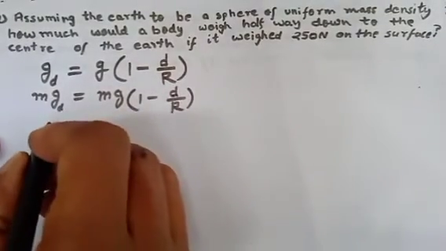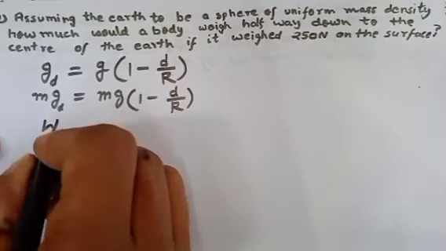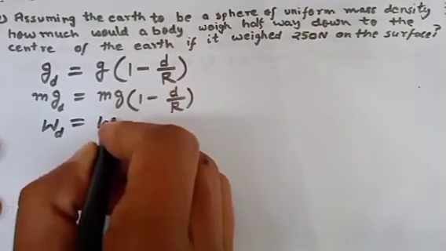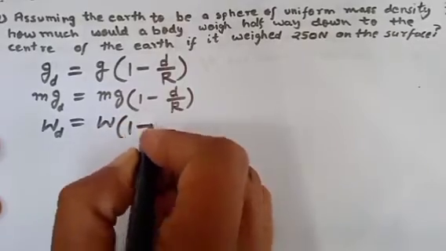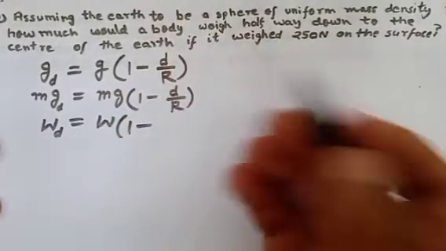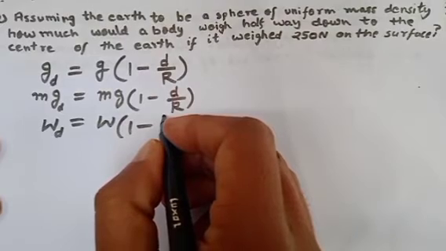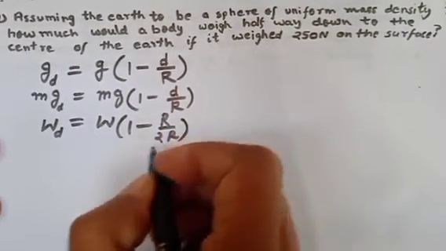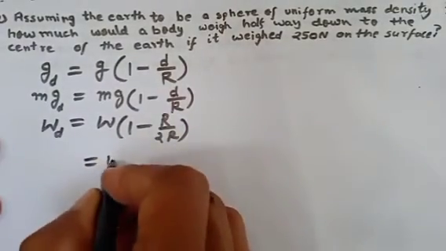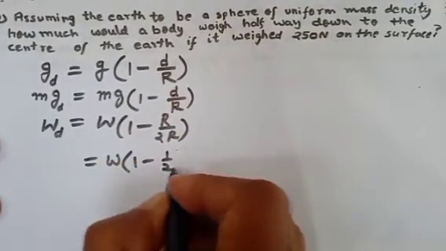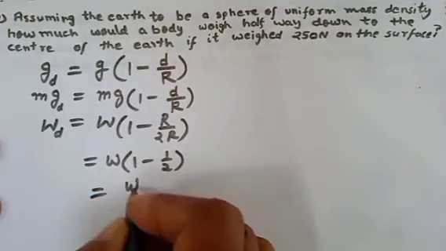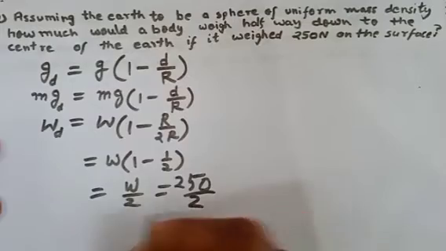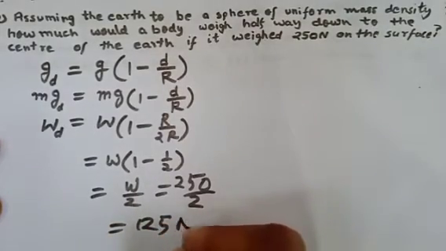Now this is weight of the body at depth d. This is weight of the body at the surface of earth, 1 minus halfway down, so R by 2 and R will get cancelled, W times (1 minus half), that is half, so W by 2, and W is 250 by 2, that is 125 Newton.